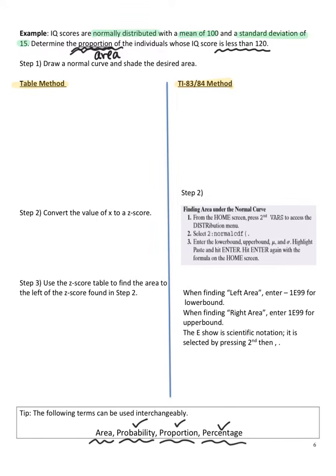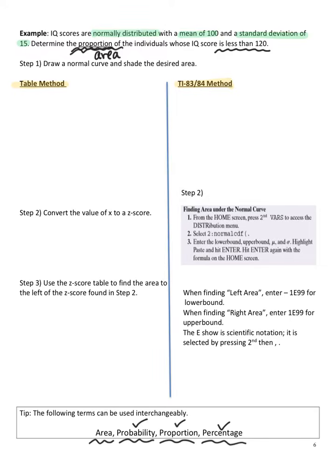Okay, so if you use the table method, you have 3 steps that you're going to follow. And if you use the calculator method, then you have 2 steps to follow. And on the exam, I'm not going to give you these steps, so you might want to write them on your note card, or memorize them. All right, so step 1: draw a normal curve and shade the desired area.